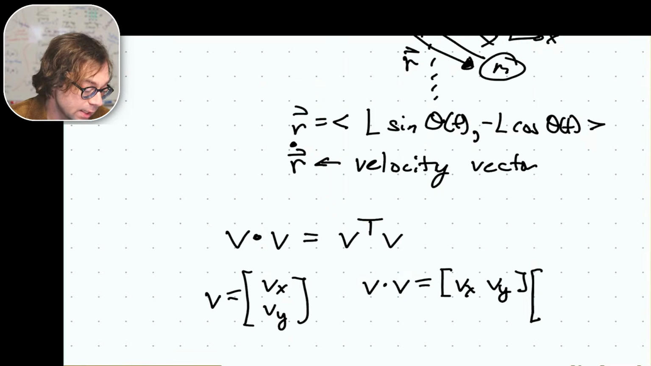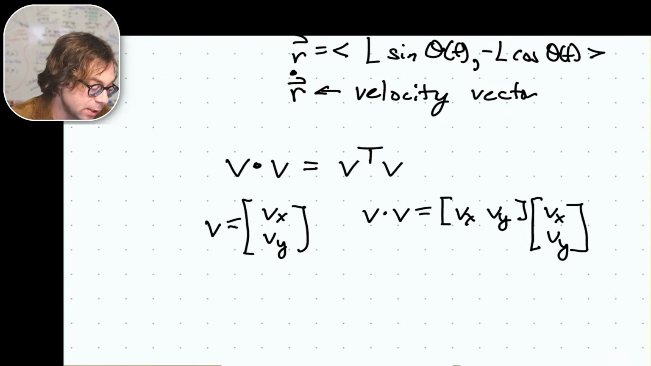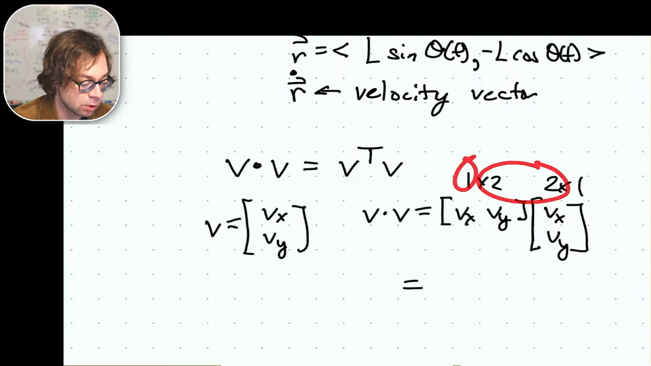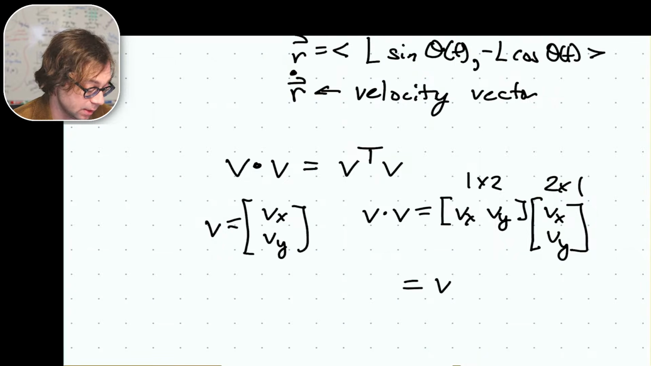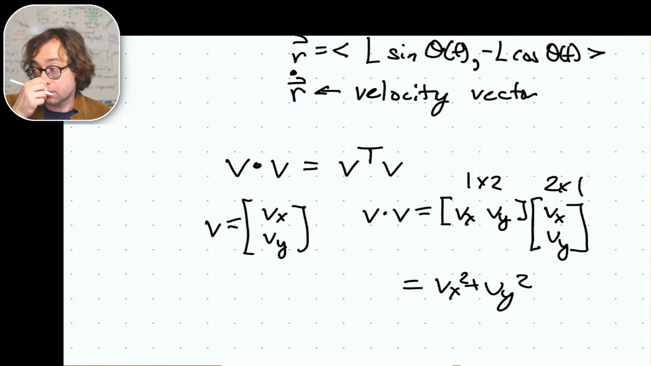All right, vx vy times vx vy. And if you do this matrix multiplication, this is a 1 by 2 and a 2 by 1. Can you make this multiplication? Yes, you can. What's the result? A 1 by 1. That's a scalar. That's what should come out of a dot product, always a scalar. And it's just vx squared plus vy squared, right? That's the same as dotting with itself.